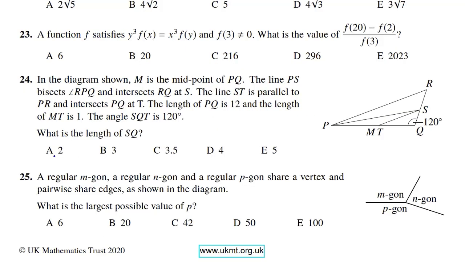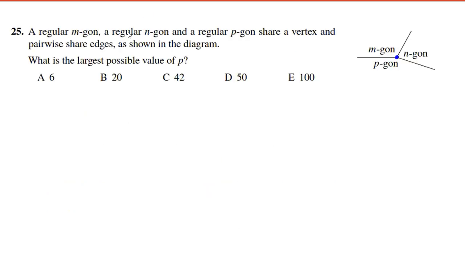Okay, this is SMC 2020, problem 25. A regular m-gon, a regular n-gon, and a regular p-gon share a vertex and pairwise share edges, as shown in the diagram. The vertex is this, and pairwise share an edge, it is this one, this one, this one. Now it says, what is the largest possible value of p?